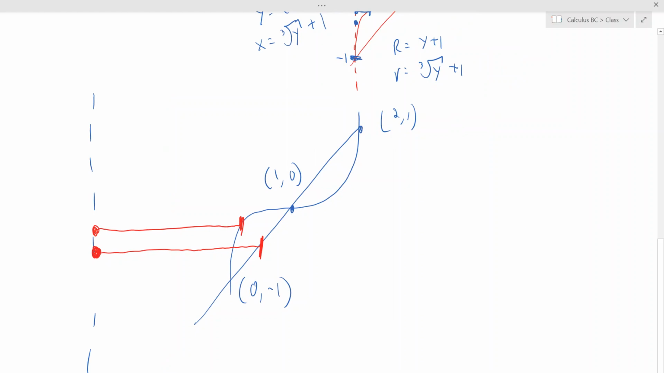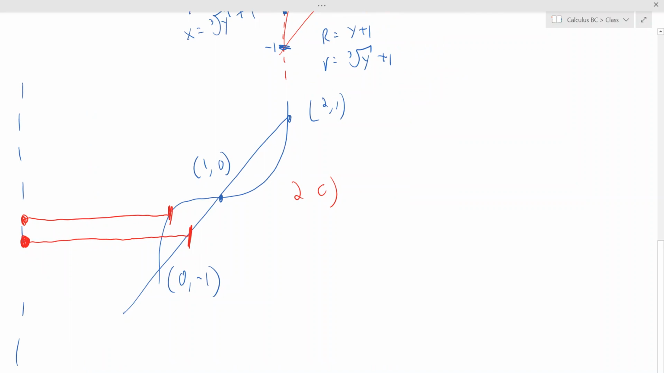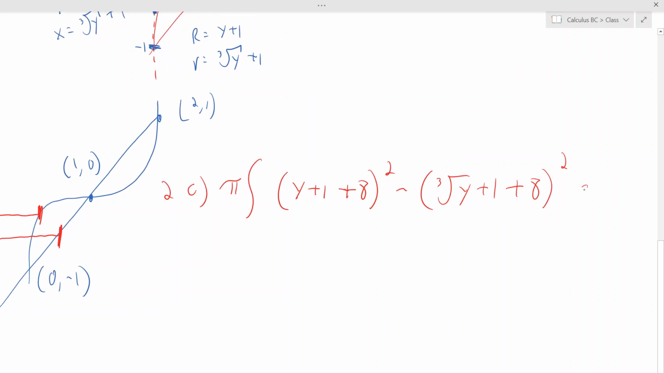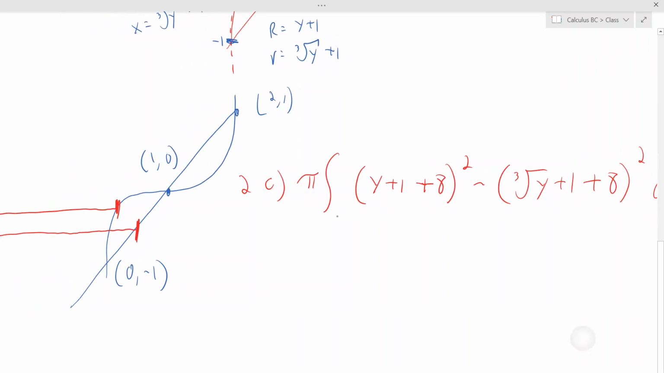So this is going to be, and this is 2c. This is going to be pi times the integral of big R, which is the line y plus 1 minus -8 squared. Okay, that's my big R. Minus little r is the cubed root of y plus 1 minus -8 squared dy. And they're going to run from -1 to 0 because that's what the y values do.